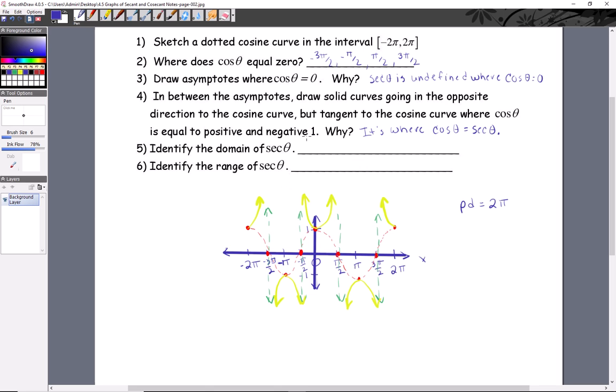So the domain of secant is going to be a little different than it was for cosecant. It looks like it's hitting in the pi over 2 increments. So it is the set of real numbers, but x may not equal pi over 2 plus n pi. That should be a pi.